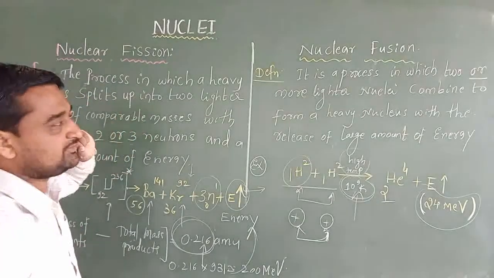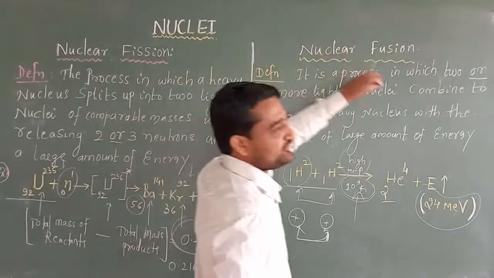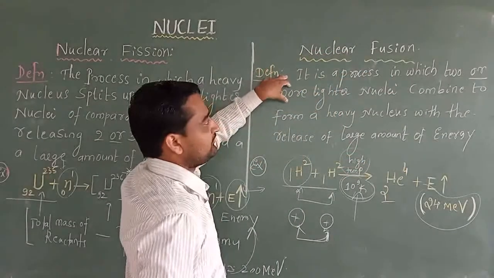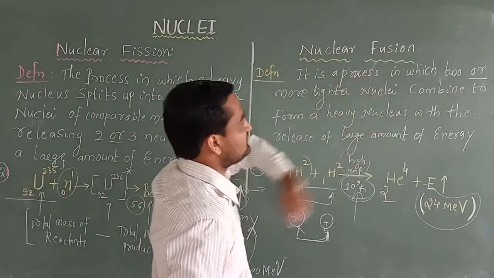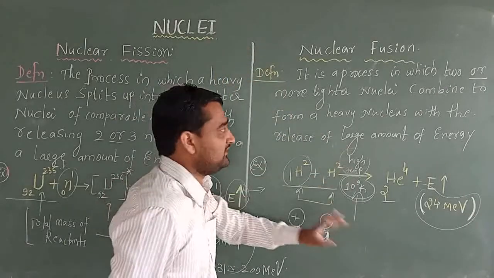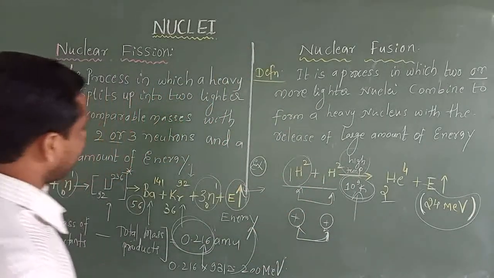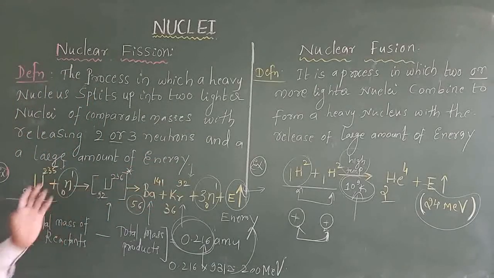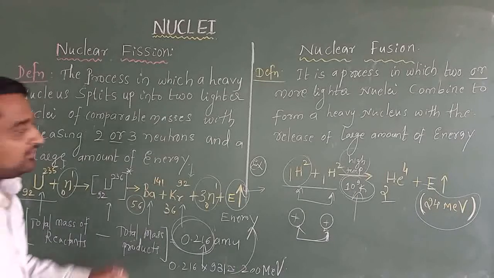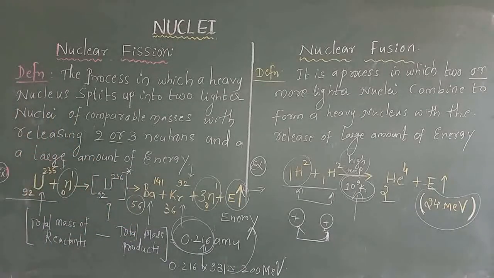Fission is a splitting process and nuclear fusion is a combining process. Fusion is a process in which two or more lighter nuclei combine to form a heavy nucleus, again with the release of a large amount of energy. So examples for each case are given. Now again we have to discuss the difference between nuclear fission and nuclear fusion.